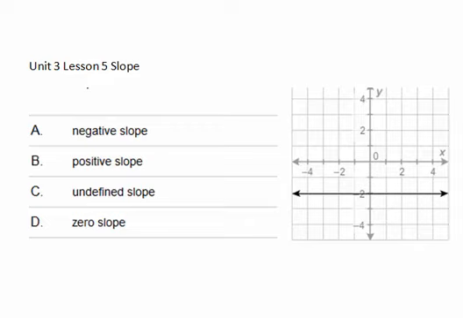Hello, so this is Unit 3, Lesson 5, Slope. So the first thing we're going to look at is the graph here on the right. When we are looking at slopes, we're talking about how steep the line is.